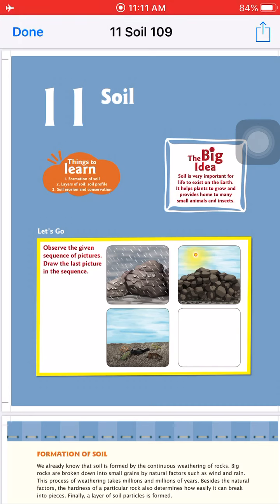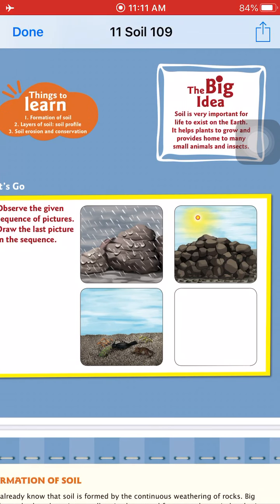Let's go. Observe the given sequence of pictures. Draw the last picture in the sequence. So first you can see big rocks, and the rain is coming. Second, those big rocks are further divided into small rocks, then these small rocks are further divided into small stones, and these small stones are further divided into sand. And this conversion of big rocks to sand is due to weathering conditions like wind, rain, sun. So these are some weathering conditions under which rocks get converted into sand particles.